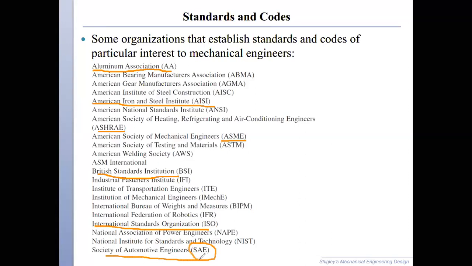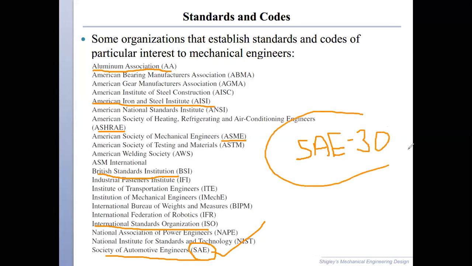So have you seen the engine oil for vehicles? If you look at it, SAE is written on it with some number, for example SAE 30. You would have seen that this is a standard, so that has some specific viscosity, some specific properties that come with this standard.